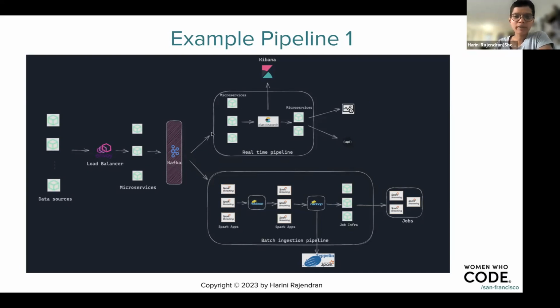So in the real-time pipeline, we had a bunch of microservices that read data from Kafka. They did some data cleaning, ran some data transformations, and finally the processed data was stored in Elasticsearch. That was the database that we were using. Then we had a microservice sitting on top of Elasticsearch, which exposes public REST APIs.